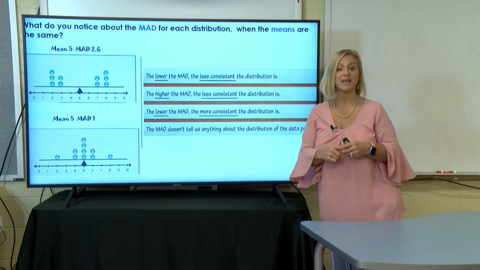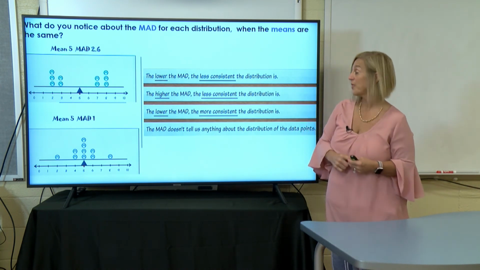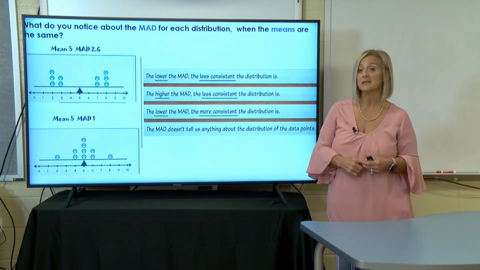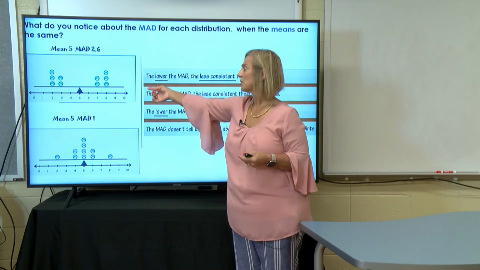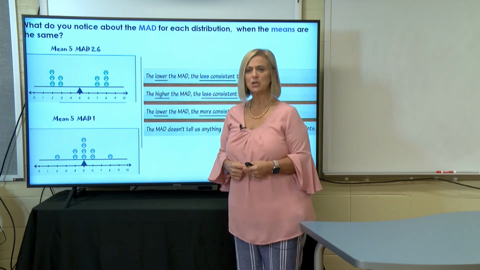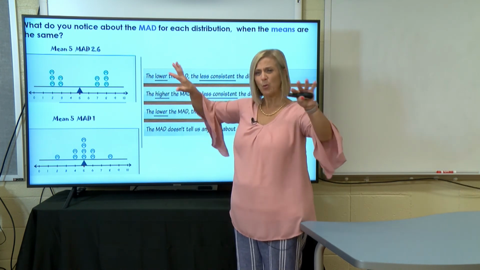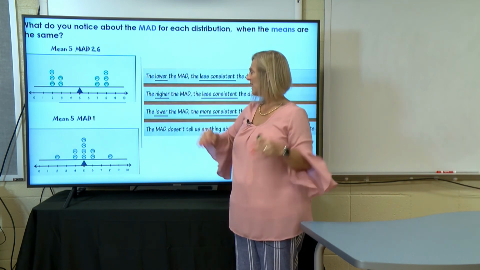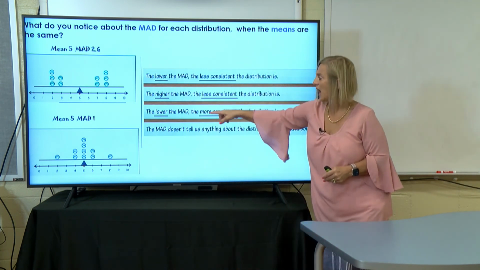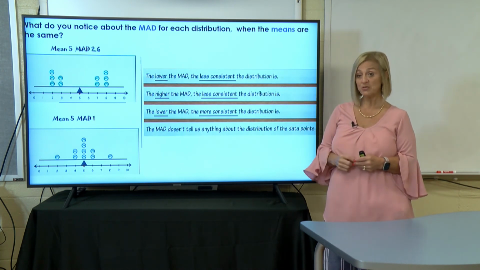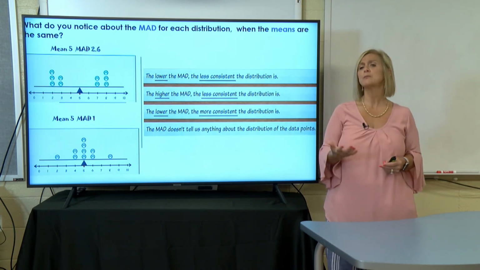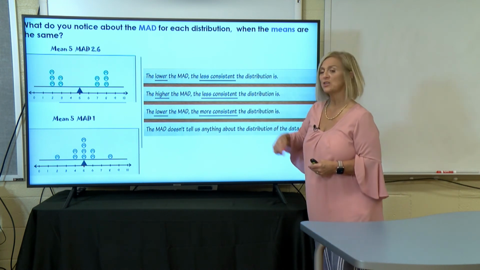So let's look at the second one. The higher the MAD, the less consistent. Well, let's look. The jumpsters have a MAD of 2.6 and their data points are spread out. I think that's a good one. The higher the MAD, the less consistent the distribution is. Well, let's see if there's more than one answer. So let's look at the third one.